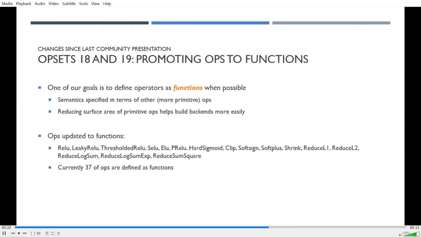One of the balancing trade-offs we run into in ONNX is preventing an explosion in the number of ops that must be supported by various backends. One way we do this is by defining ops in the ONNX standard as functions or composite ops whenever possible. These are ops whose semantics can be expressed in terms of other, more primitive ops. This helps us keep the number of primitive ops that must be implemented by a backend small. Over the last year, a number of existing ops have been promoted into function ops. As of now, around 37 of the existing ops are defined as functions.